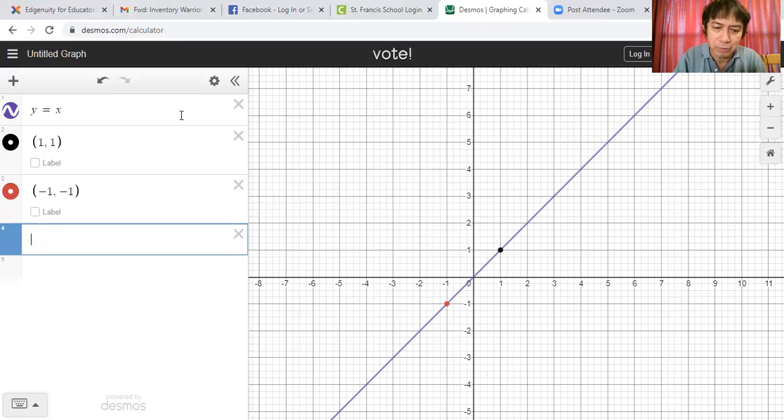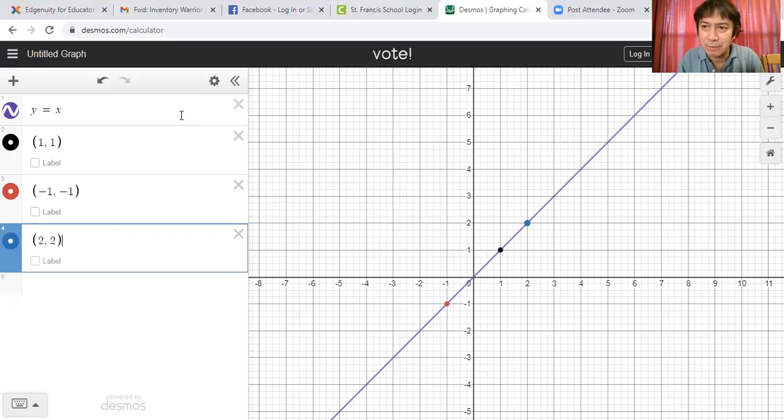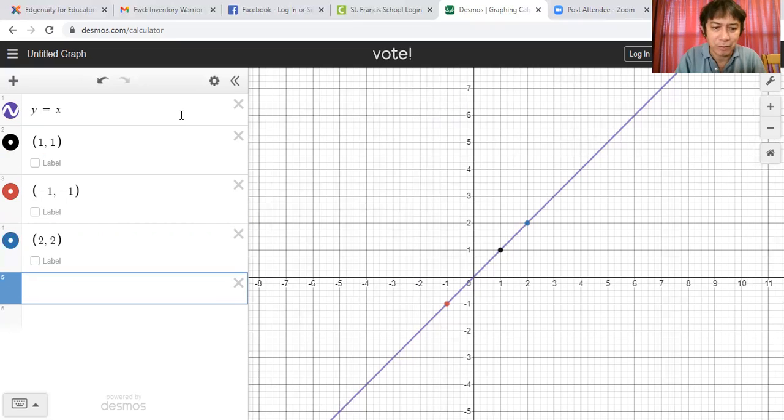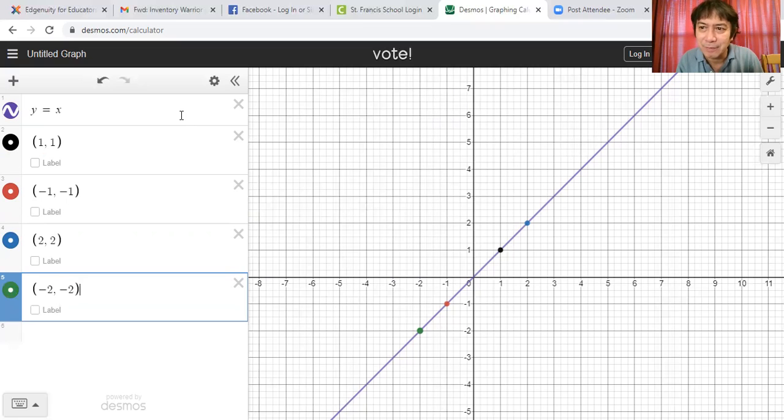Another point 2, 2. There's a corresponding point in the opposite quadrant, negative 2, negative 2. So if you're talking about symmetry here, they are symmetric with a point of origin 0, 0. You can see these points having their midpoint at 0, 0. So this is one equation, y equals x, which displays rotational symmetry. All right, let me change the graph.